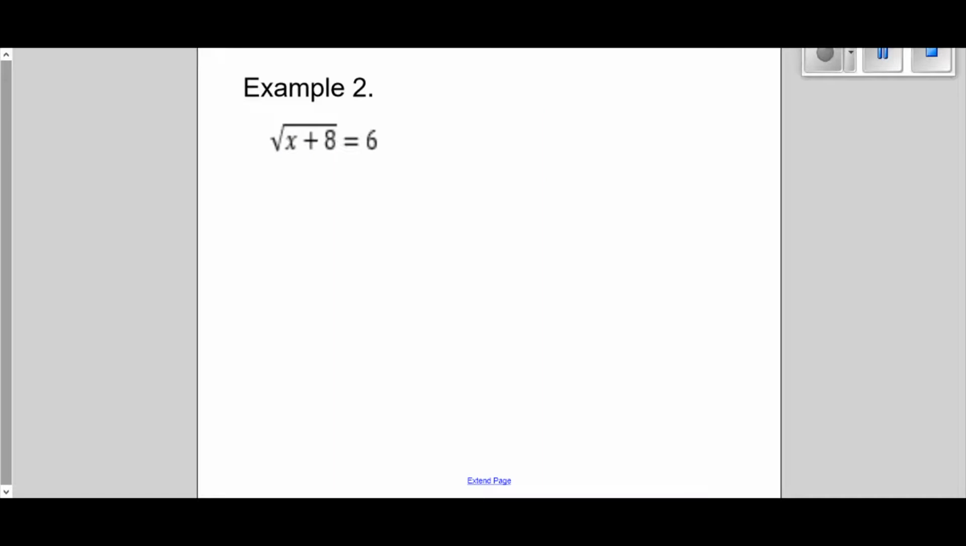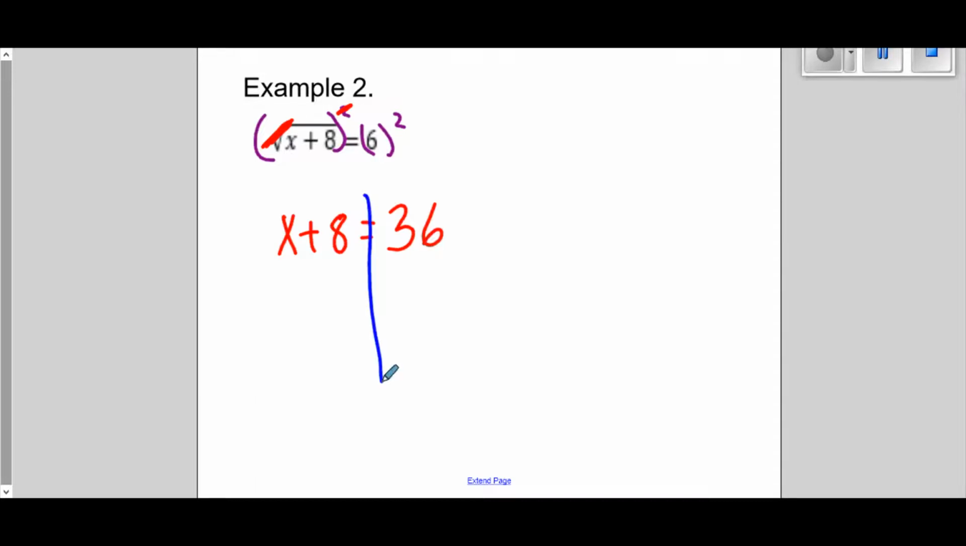So example 2 will be done the same way that we did example 1. So I have the square root on one side and a number on the other. So I have the square root of x plus 8 equals 6. So again, to get rid of the square root, you're going to square both sides of the equation. Remember, what you do to one side, you have to do to the other. So the square root and the square cancel each other off. Those are inverse operations. So that gets rid of the square root. So that I get x plus 8 equals 36.